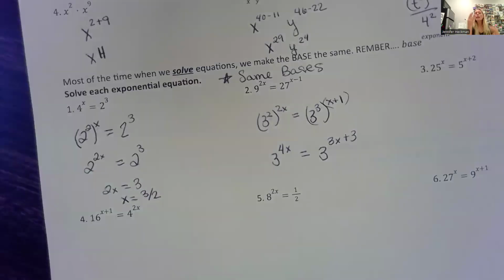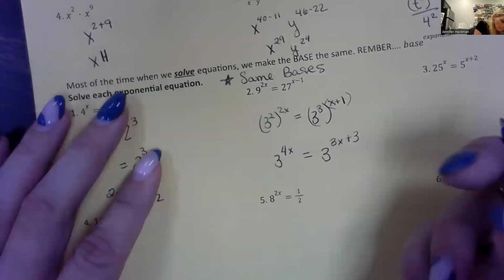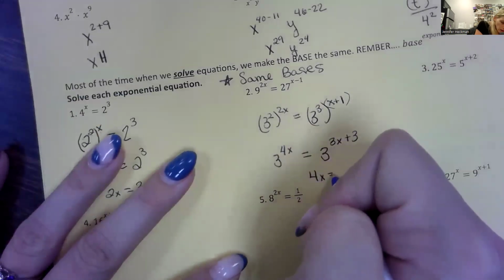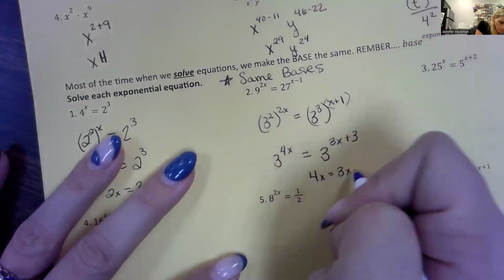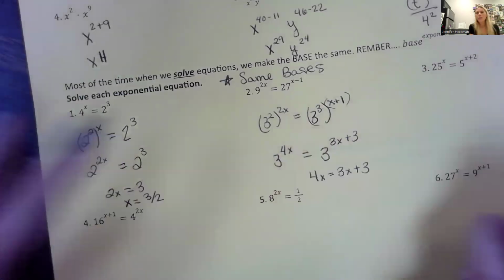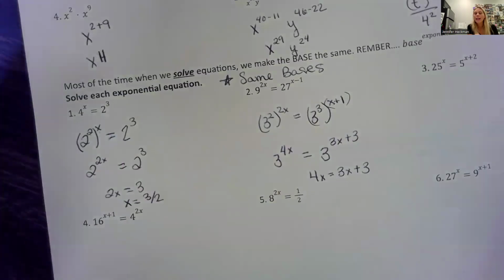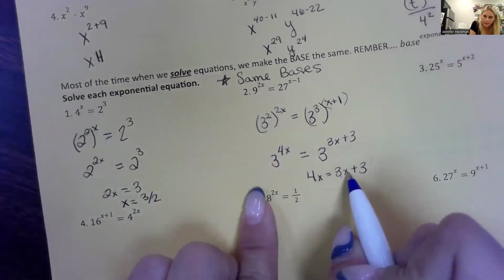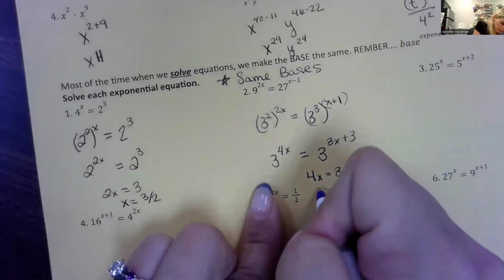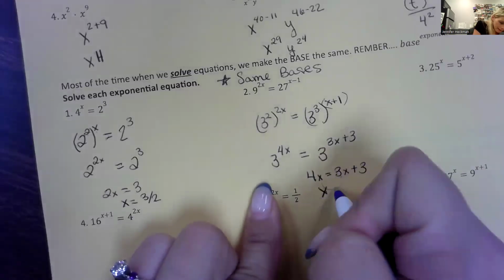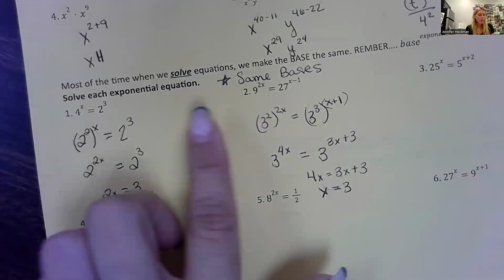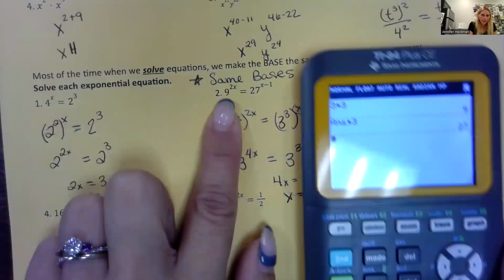Okay. Now that the bases are the same, I'm able to focus on the exponents. We have 4x equals 3x plus 3. And now it's like 8th grade all over again. Solve for x. Get x's on one side, so I'm going to subtract 3x from both sides. Okay, so that gives me 4x minus 3x is x. So x equals 3. Again, you can plug this on the calculator and check this out.